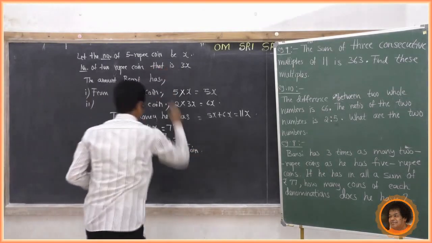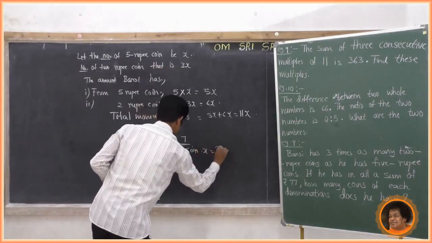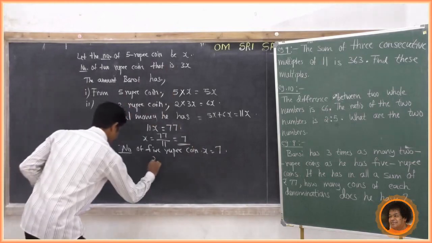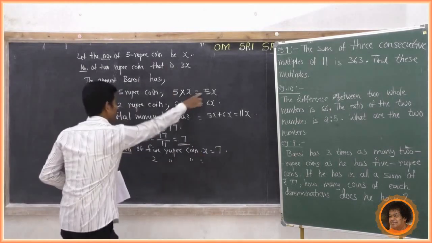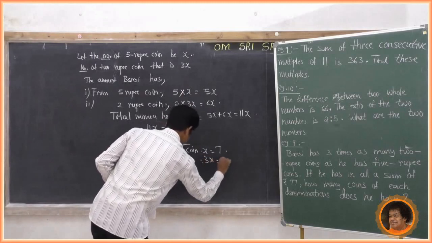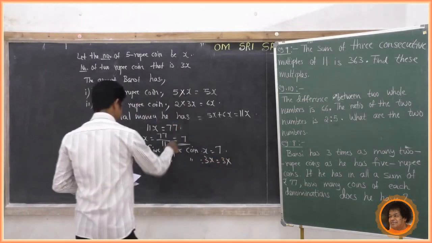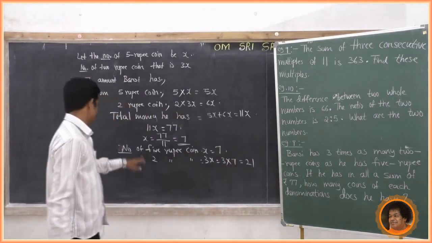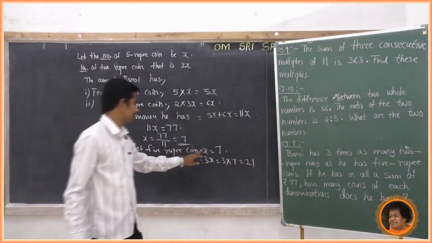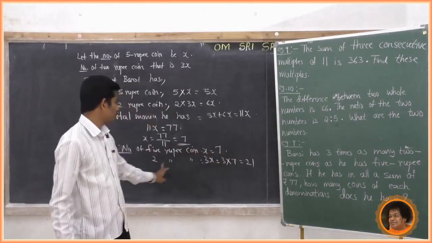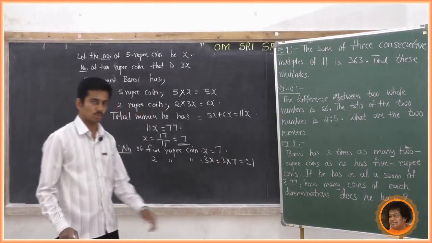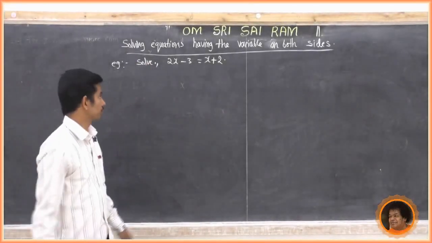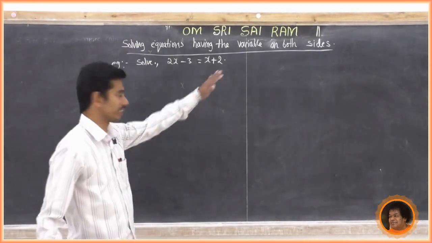Number of 5 rupee coins is x, that is 7. So he has 7 coins. Number of 2 rupee coins is 3x, that is 3 into x, which is 7. That is 21. So the number of 5 rupee coins he has is 7, and the number of 2 rupee coins he has is 21. This is the answer. Next topic is solving equations having the variable on both sides.